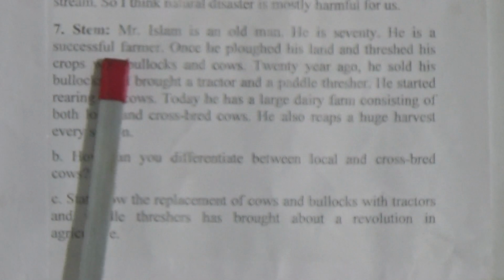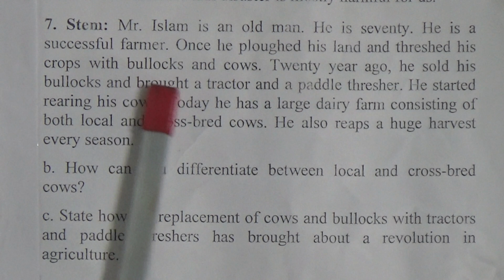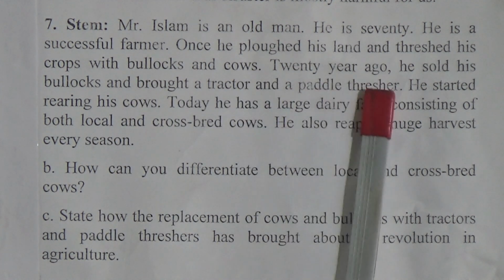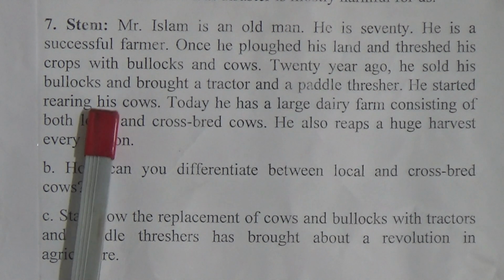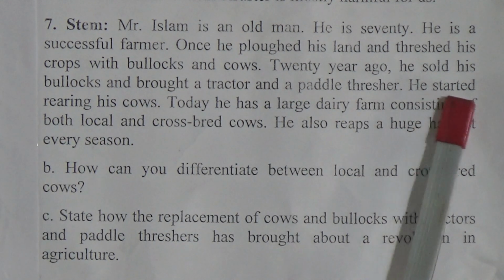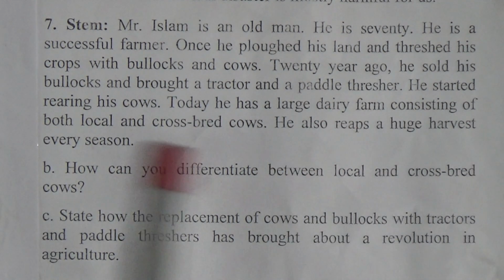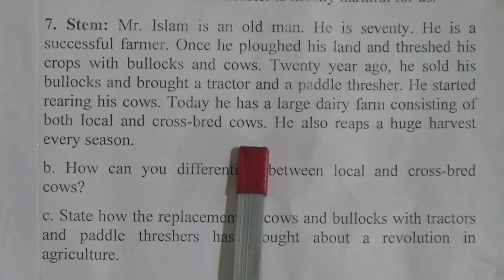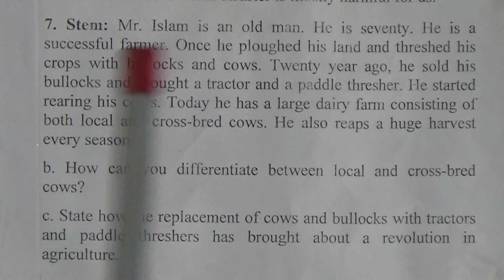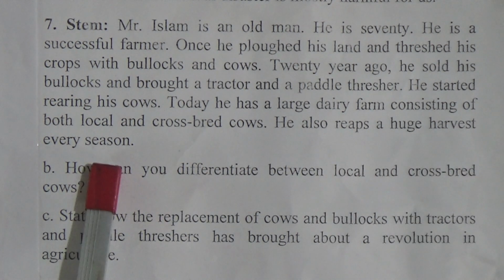Stem number 7. Mr. Islam is an old man. He is 70. He is a successful farmer. Once he plowed his land and threshed his crops with bullocks and cows. 20 years ago, he sold his bullocks and bought a tractor and a pedal thresher. He started rearing his cows. Today he has a large dairy farm consisting of both local and crossbreed cows. Crossbreed cow is one kind of foreign cow. He also reaps a huge harvest every season.